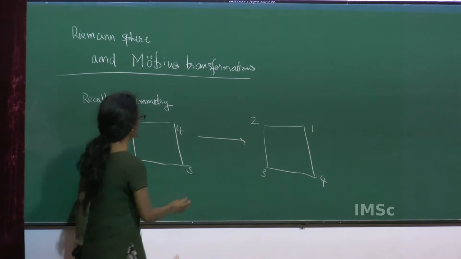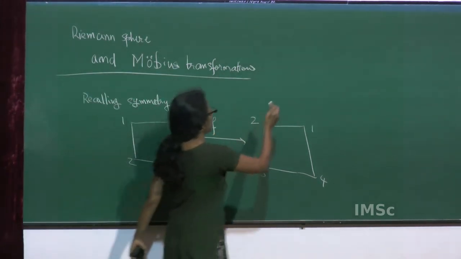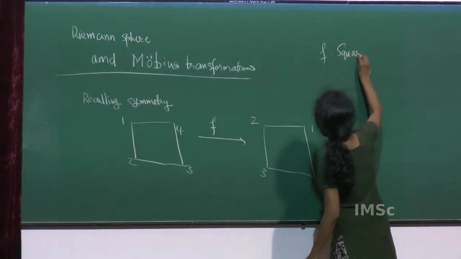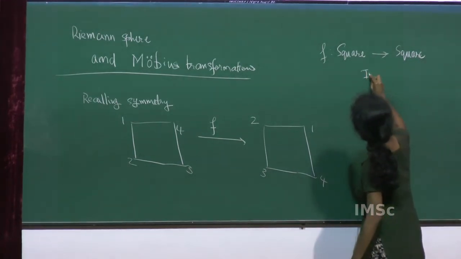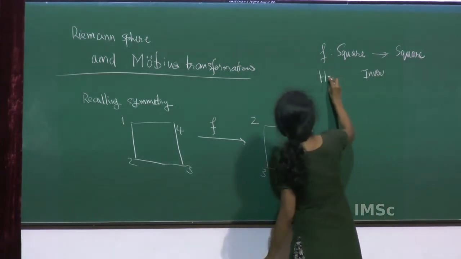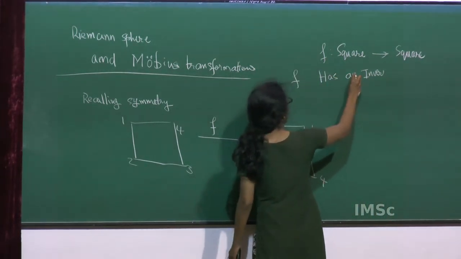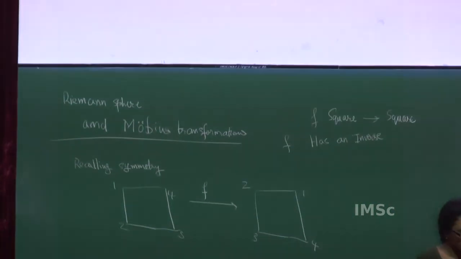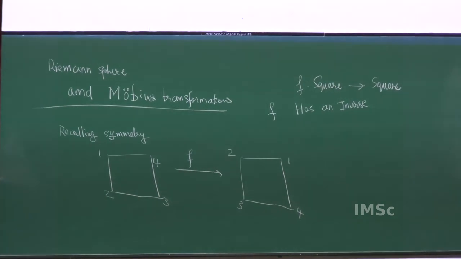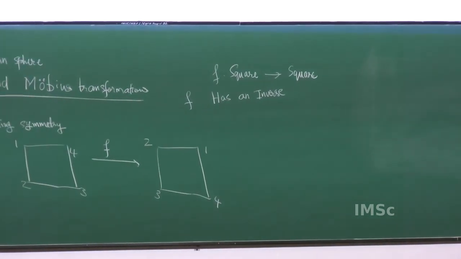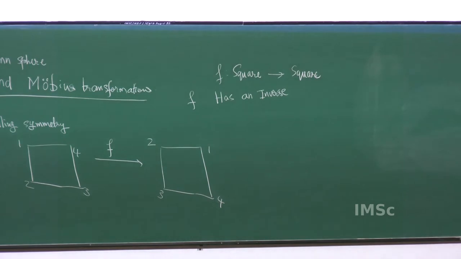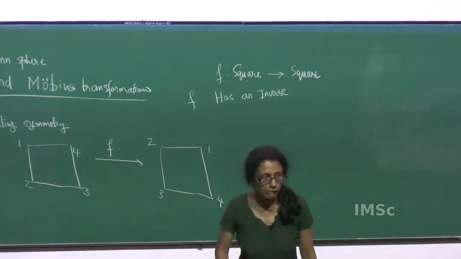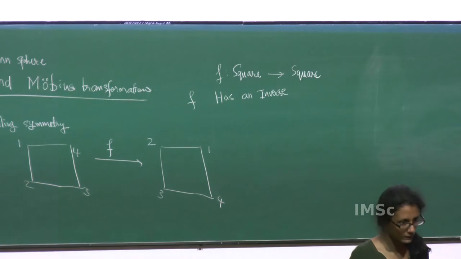I'm going to think of it as a function. So this is a function from a square to a square, which is invertible, or let me say f has an inverse. That was one of the conditions for something to form a group, that any element has an inverse. Each of these functions which go from a square to a square has an inverse, and if you have two such functions, they can be composed. So all these invertible functions which take the square to itself form a group of symmetries of the square. That's what we learned in the morning, right?